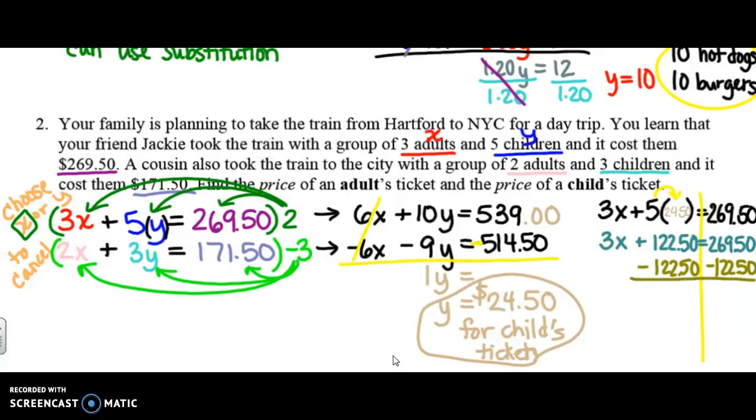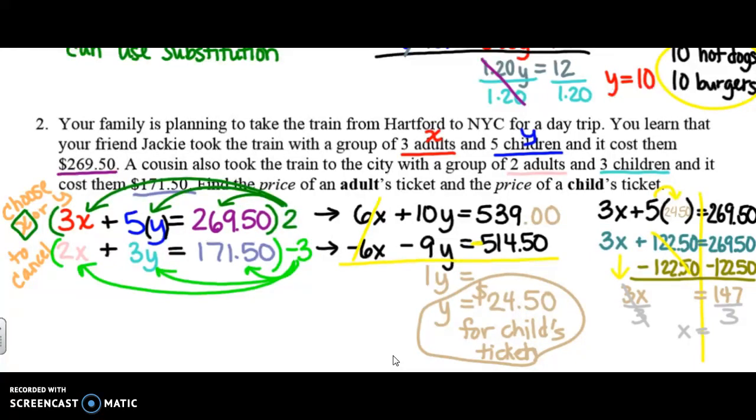But I can add or subtract something. Since 122.50 is being added, the opposite or inverse operation is to subtract. Whatever I do to the left side of the equation, I must do to the right side of the equation. So I'm going to subtract it from the right side as well. Again, anything that isn't canceled out or being subtracted simply drops down. So I'm left with 3x equals 147.